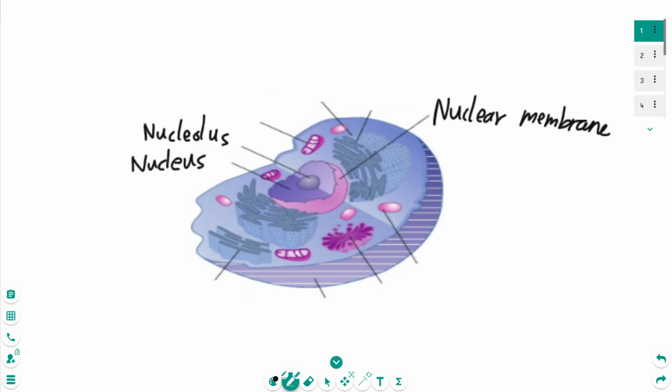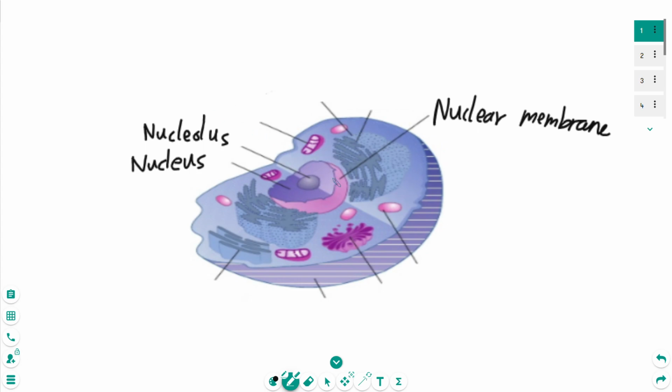Okay, so this whole thing, nucleus, nucleolus, nuclear membrane, is classified as the nucleus, basically. But the nucleolus is in the middle. The nucleus has a membrane around it, the nucleolus does not have a membrane around it. Often in diagrams it is shown with a membrane around it, but in reality it doesn't.